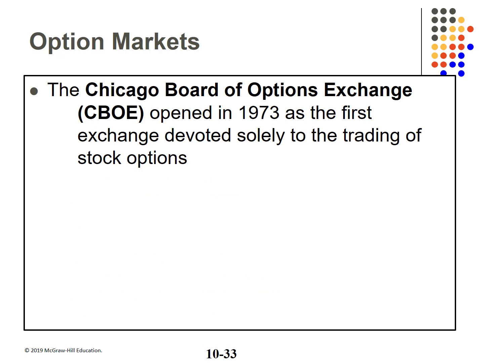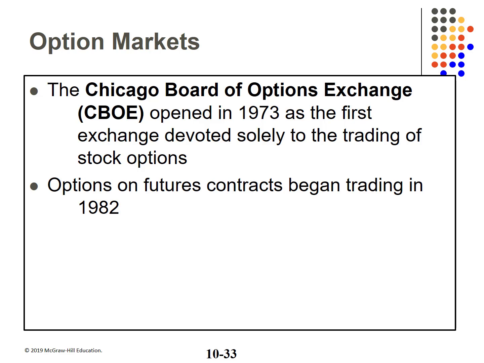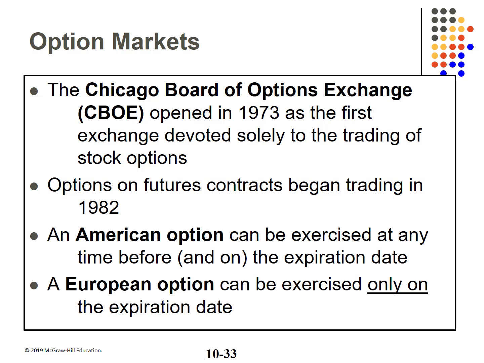Options were first exchange traded on the CBOT in 1973. Options on futures started trading in 1982. American options can be exercised anytime up to expiration. Most stock options are American. European options can only be exercised on their expiration date. Many index options are European.